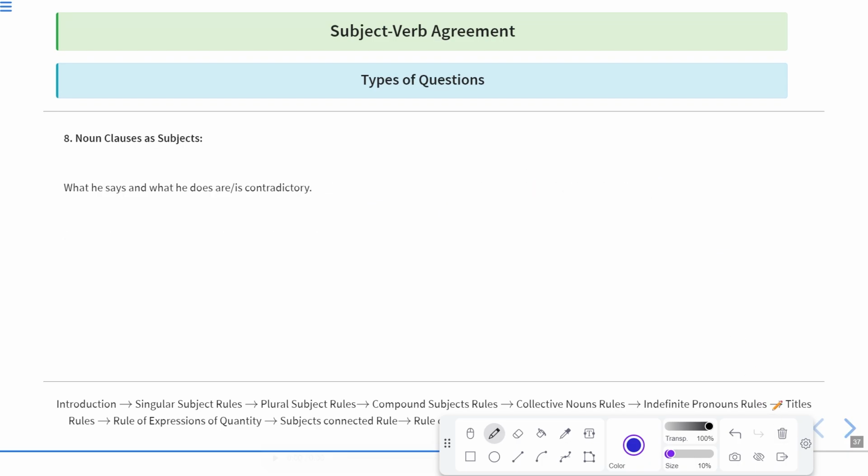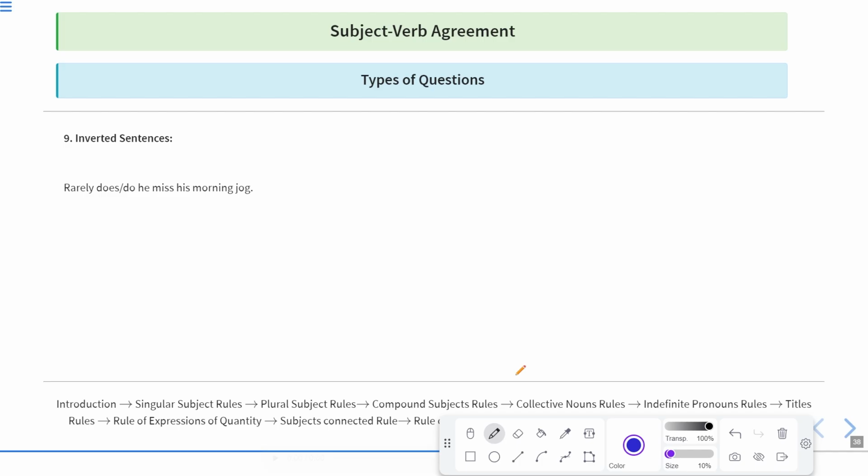Noun clauses as subjects. What he says and what he does is or are contradictory. So what he says and what he does. It is are contradictory because these are two different clauses. Because they are different from each other. Next one is inverted sentences.